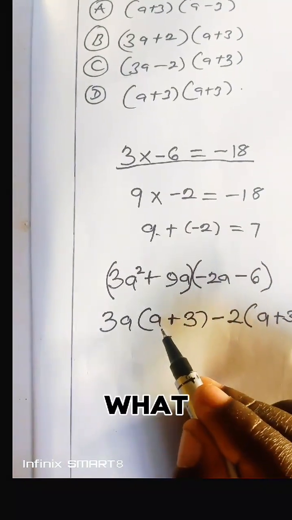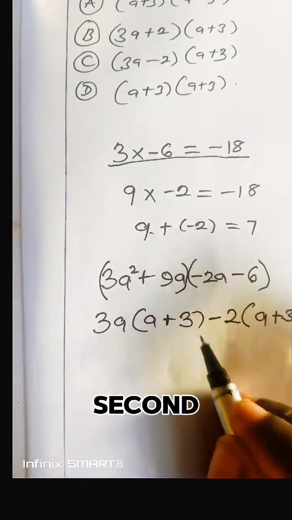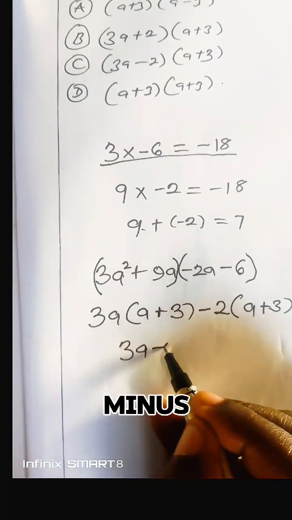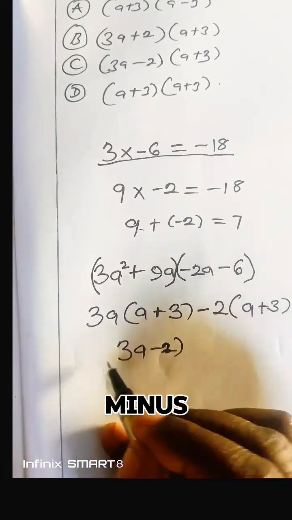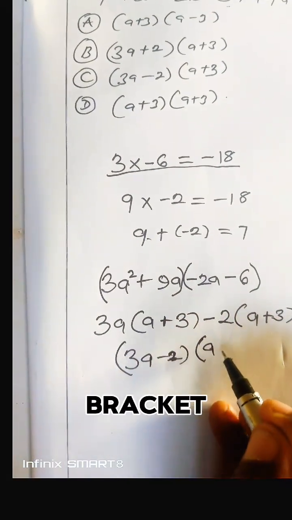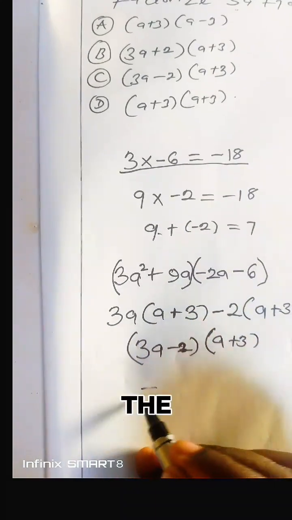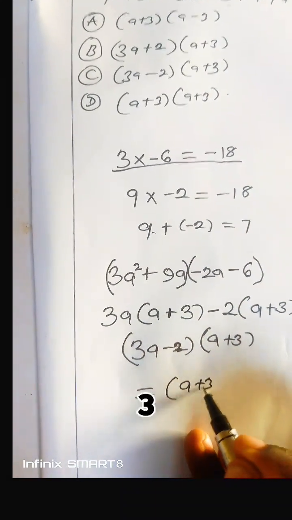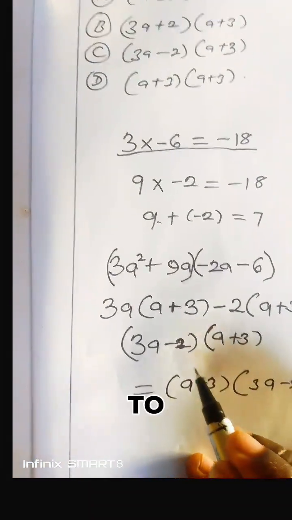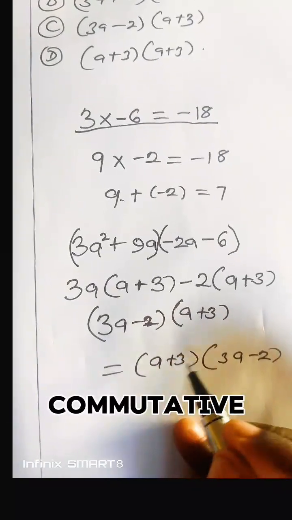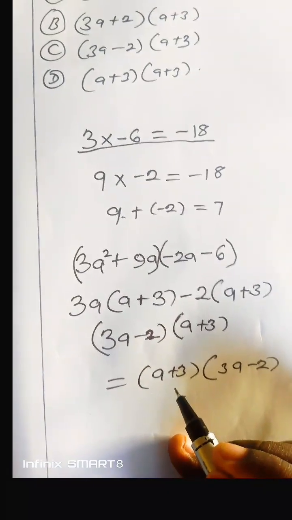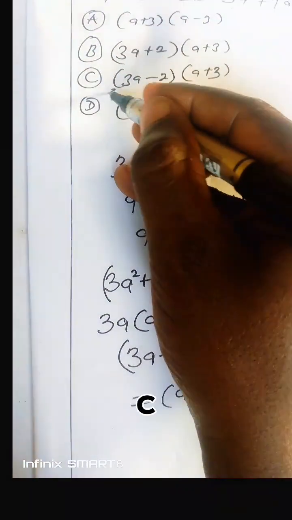So you discover that what I have in my first bracket is exactly what I'm having in my second bracket. So I'm going to join 3a and minus 2, 3a minus 2, and I'll pick one of a plus 3 inside the bracket. I have a plus 3, and that's the same thing as a plus 3 and 3a minus 2. Anyhow you decide to arrange it, remember that multiplication is commutative. And our option here is option C. Option C is our correct option.